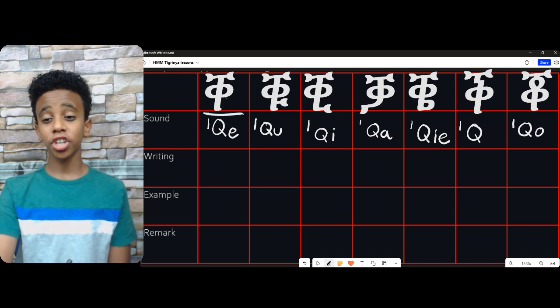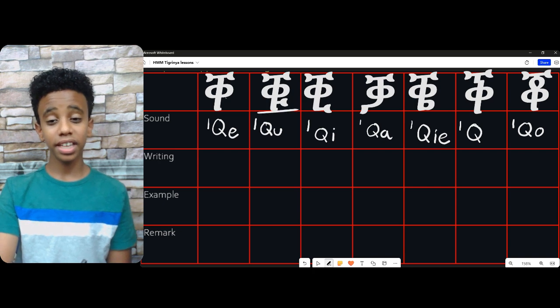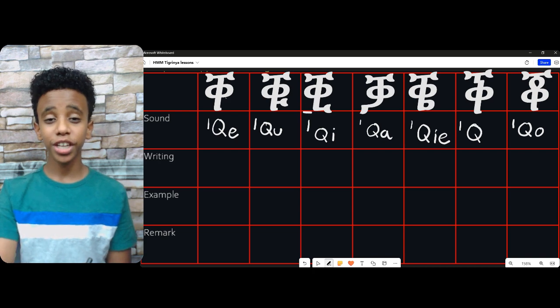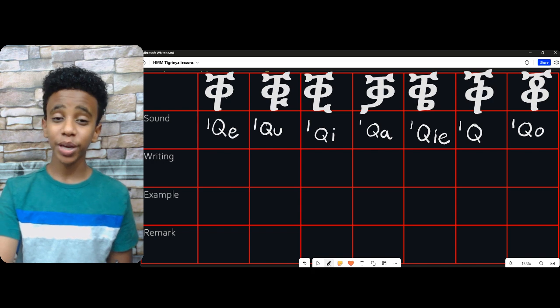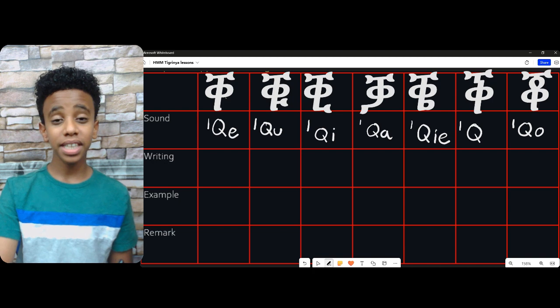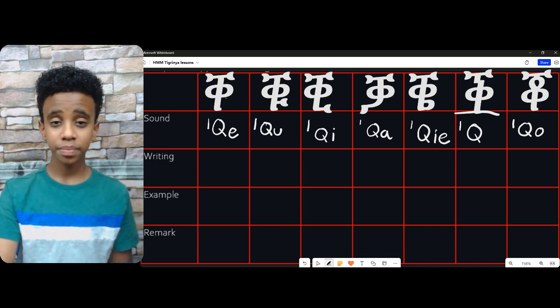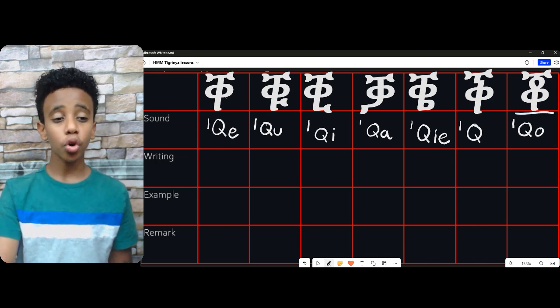Our first letter is the letter A. A. Our second letter is the letter O. O. Our third letter is the letter A. A. Our fourth letter is the letter A. A. Our fifth letter is the letter A. A. Our sixth letter is the letter E. E. And our last letter is the letter O. O.